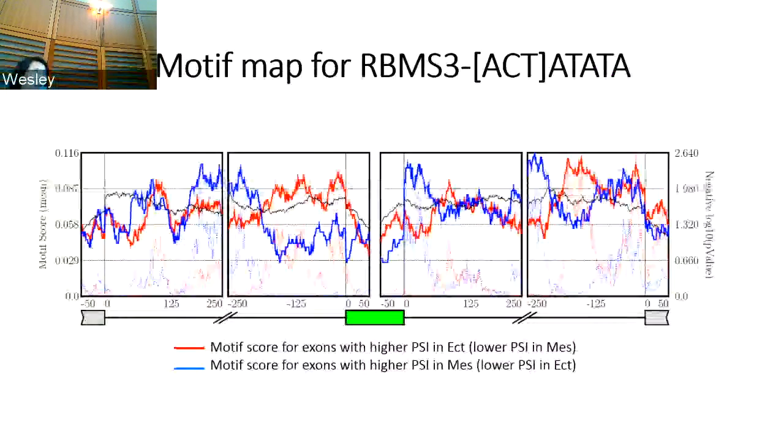So let's look at another example, RBMS3, which is highly expressed in mesenchyme. We can see here it's quite different from ESRP1. In the downstream intron there is a blue peak, and ESRP1 has a red peak, which means RBMS3, if it binds to the downstream intron, actually increases the inclusion of this exon.